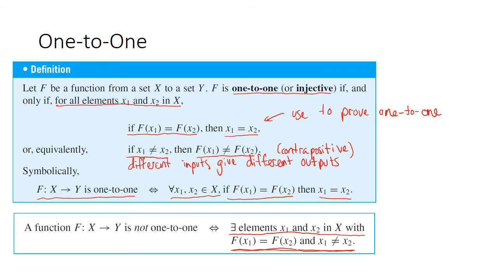So basically this is saying there are different inputs with the same output. So there are at least two inputs that are different from each other that give you the same output. So that is not one-to-one. Okay, let's look at some examples.